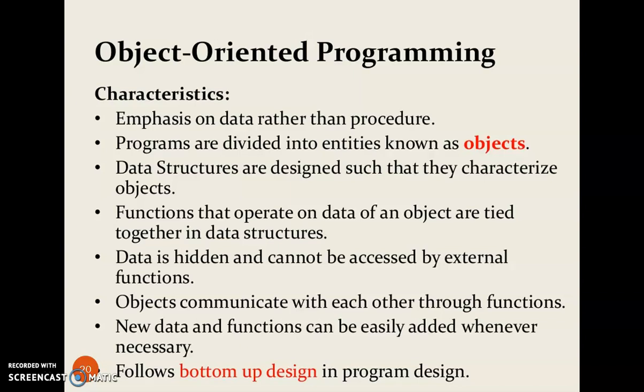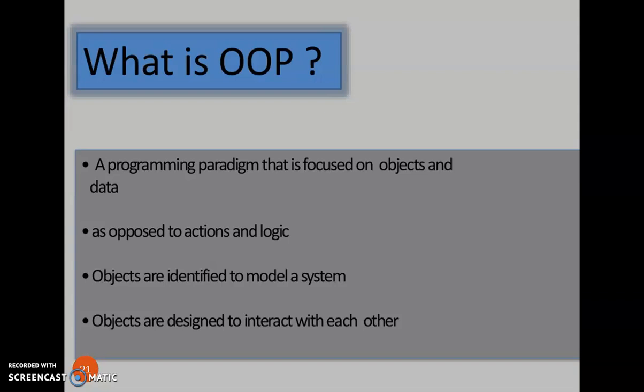The objects can communicate with each other through the functions. New data and functions can be easily added whenever there is a need. Object-oriented programming follows the bottom-up design in program design. What is meant by OOPS? A programming paradigm that is focused on objects and data. Objects are designed to interact with each other. Objects are identified to model a system.